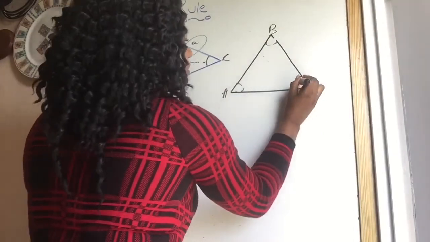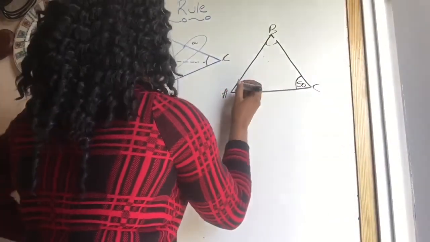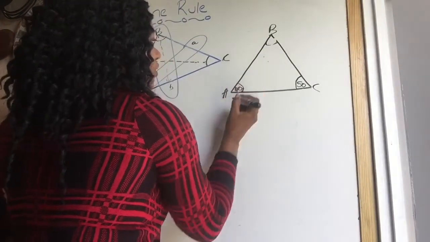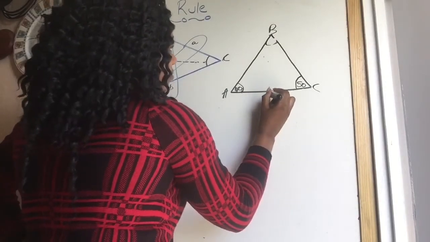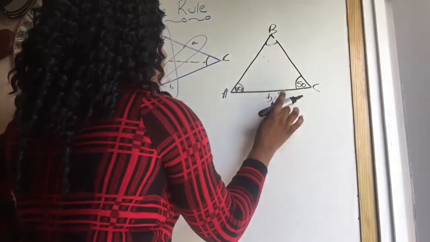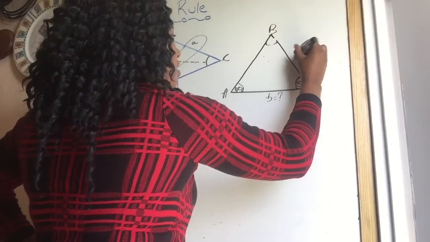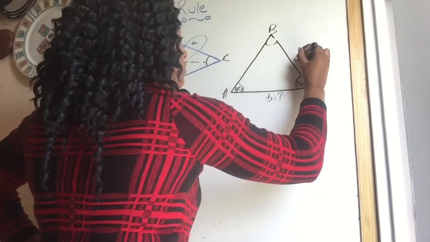Say we have this to be 50, right? And this is 40, right? And they ask us to find B. They want us to find B. We know that this is 10. Alright, so A.